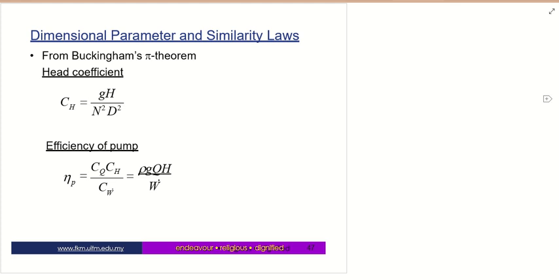Okay, so efficiency equal to rho g QH. Okay, so this is the efficiency of the pump, which is rho g QH divided by W dot shaft. Rho g QH is the power for the fluid divided by the power produced from the shaft, which is defined as efficiency. So rho g QH over W dot also basically equals CQ multiplied with CH divided by CW. Okay, so if you rearrange that term, you can get rho g QH over W dot.